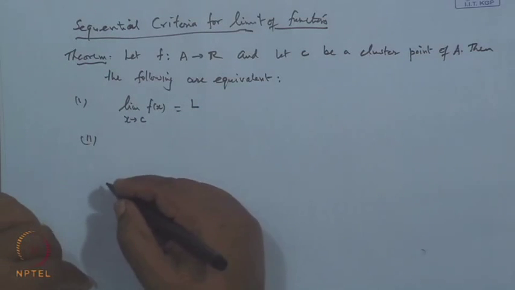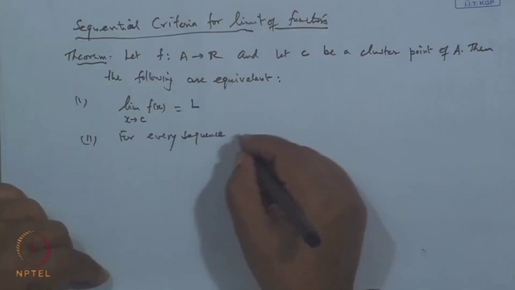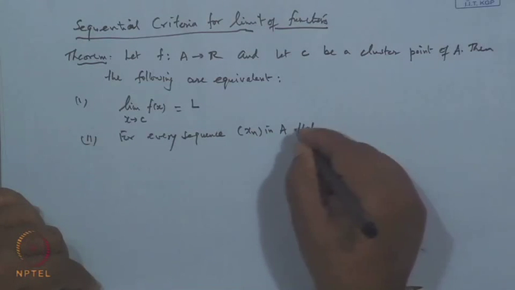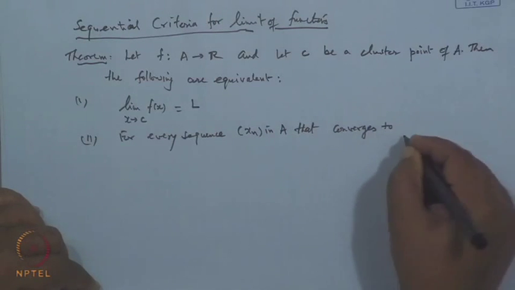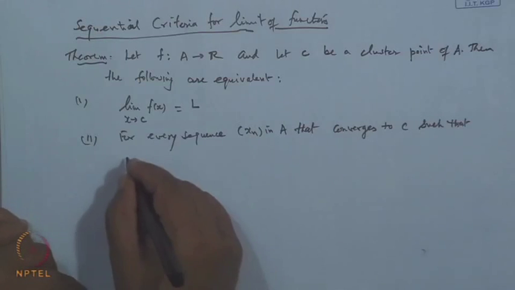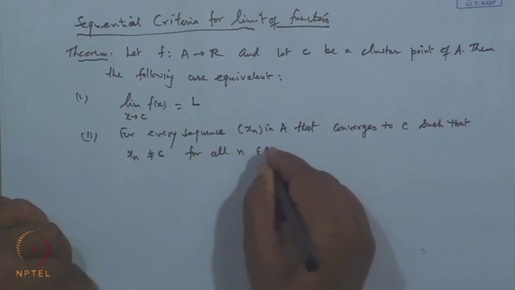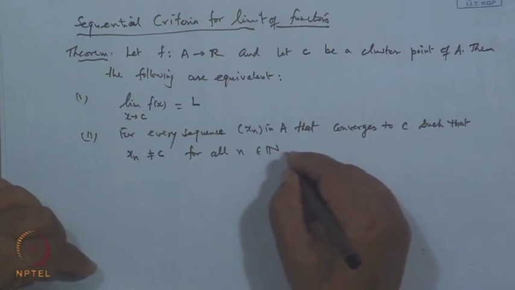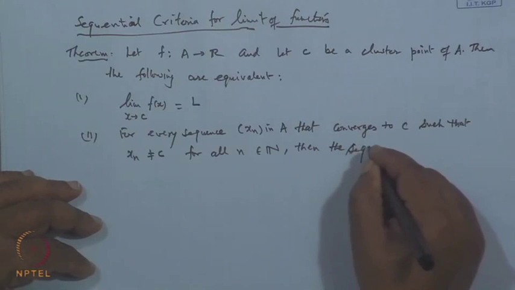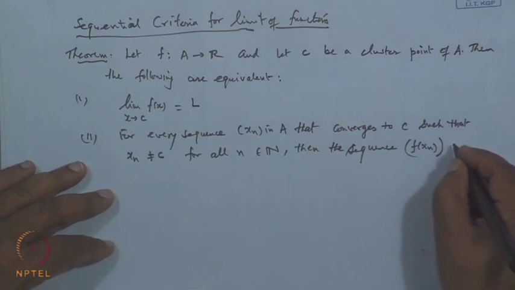Second is for every sequence x_n in A that converges to C such that x_n is not equal to C for all n belonging to the natural numbers, then the sequence f(x_n) converges to L.